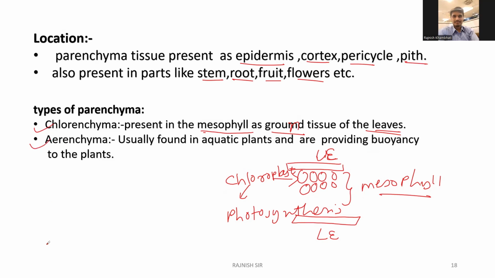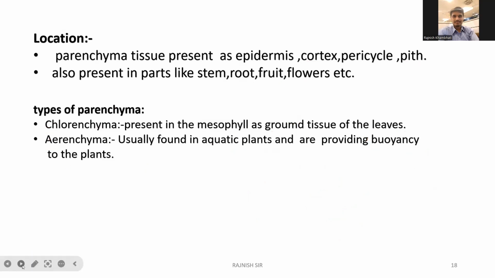Now the next is arenchyma. Arenchyma means air present. They have big air cavities, and when big air cavities are there, it gives buoyancy to the plant. These tissues are normally present in aquatic plants, in the water. You may have seen that aquatic plants like lotus float on the water because of the arenchyma, a parenchyma tissue. They can float, that is known as buoyancy.